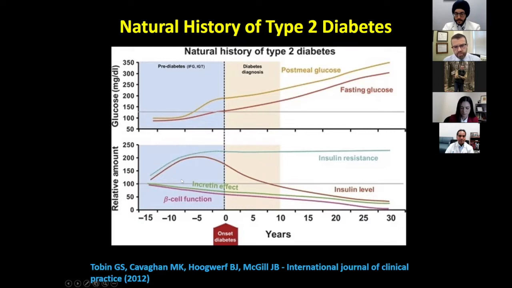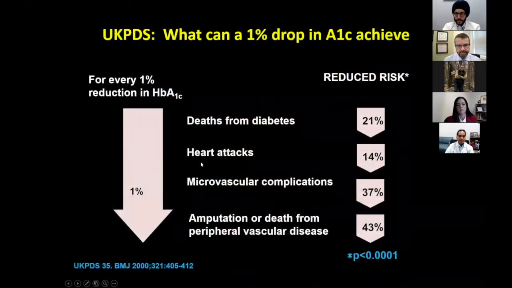We talk about also the incretin effect as well related to GLP-1 hormones. But essentially by the time someone's diagnosed with diabetes, they may have lost as much as 50% of their beta cell function. So we can already be facing a beta cell which is struggling at that stage.